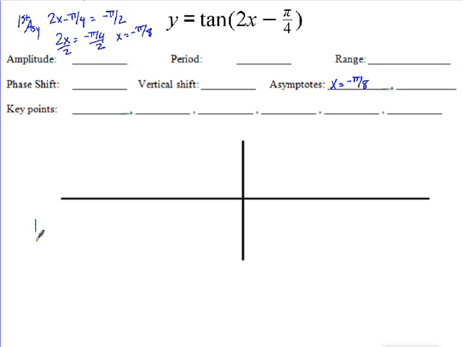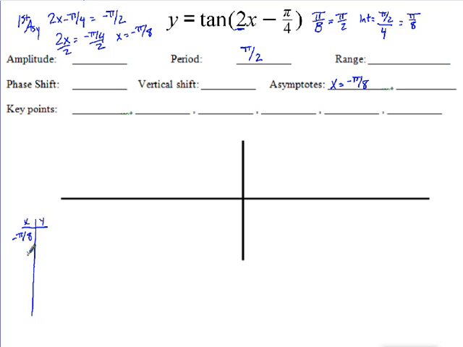And when I make my table, that is going to go first. Then I need my period and my interval. So the period, remember, is pi over b. If I look at this number right here, b is 2, so this is pi over 2. So period is pi over 2. The interval then is the period divided by 4. So pi over 2 divided by 4 would give me pi over 8. So that's what I'm going to add every time.